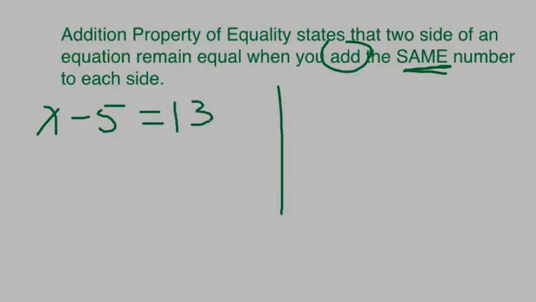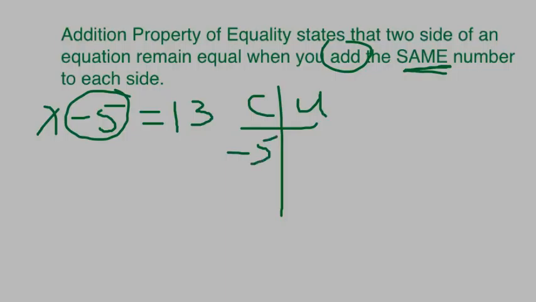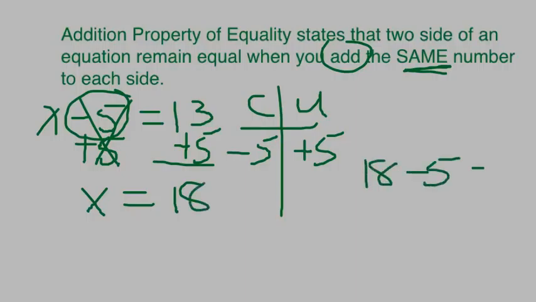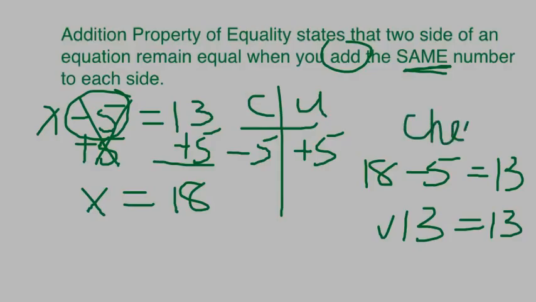Well, if I do a clue undo chart, my operation is subtracting 5, so I'm going to add 5. Well, my property says I have to add it to both sides of the equation so I can keep the equation equal. This becomes a zero pair. x equals 18. If I check that, 18 minus 5 equals 13. Is that true? Yep, 13 equals 13. And that's my check.